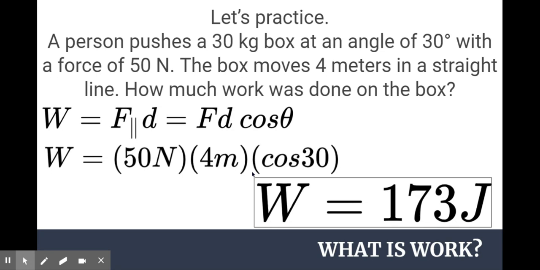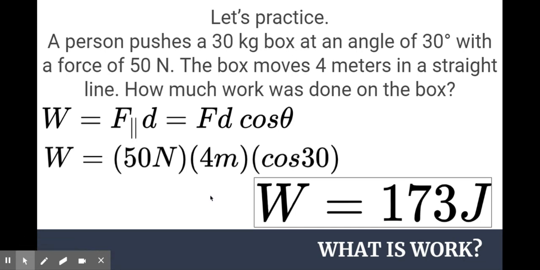All right, here you go. We've got our basic work equation. We've got a 50 newton force, 4 meter displacement, cosine of 30 degrees. That'll give you a total work of 173 joules. Now note, this 50 newtons is not the parallel component of the force. It is our overall force. It's the 50 newtons multiplied by the cosine of 30 degrees that equals the parallel component.